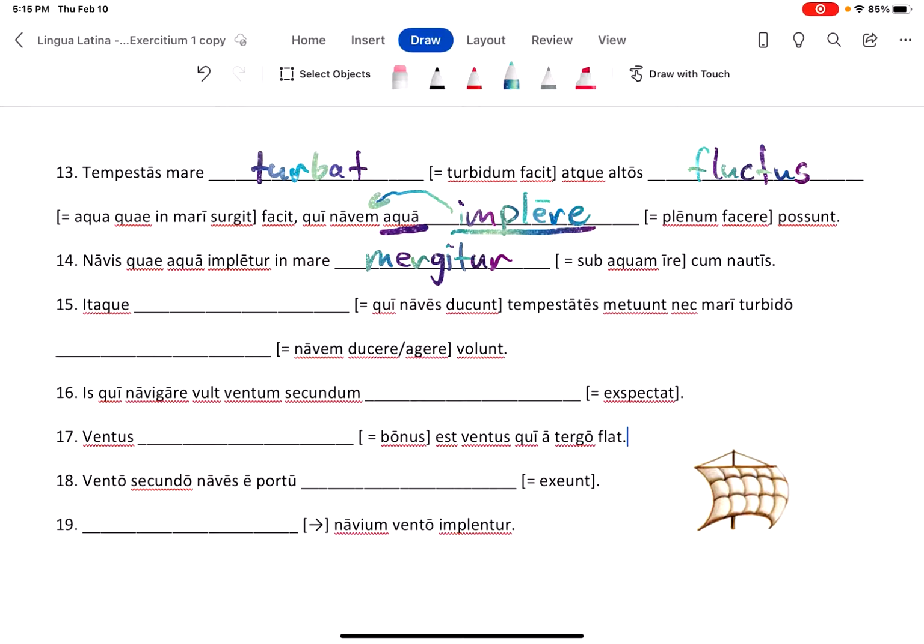Bene, number 15, itaque nautae, right? Homines qui naves ducunt et gubernant, ergo nautae tempestates metuunt, tempestates timent, nec mari turbido navigare volunt, and they don't wish to sail when the sea is turbulent.